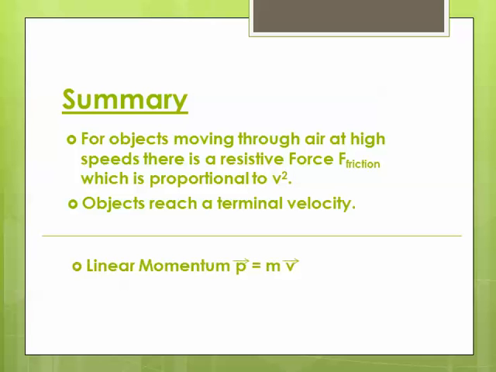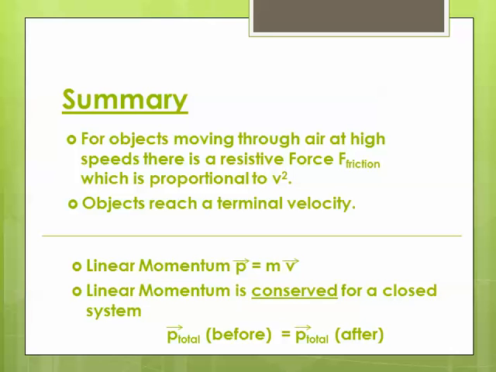The other quantity we talked about was the linear momentum. It is defined as the product of mass and velocity. Velocity is a vector, so the linear momentum is a vector also. The direction of the linear momentum is given by the direction of the velocity. We have also learned that the linear momentum of a closed system is conserved. So it does not change, which means the total linear momentum before an event must be the same as the total linear momentum after an event.